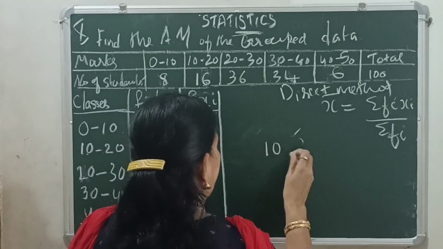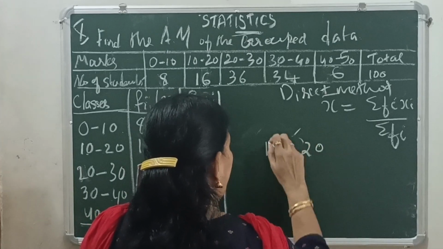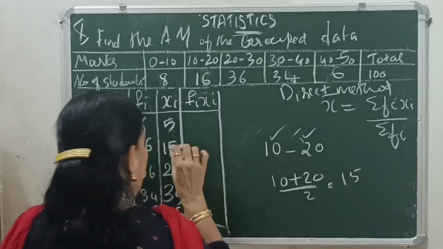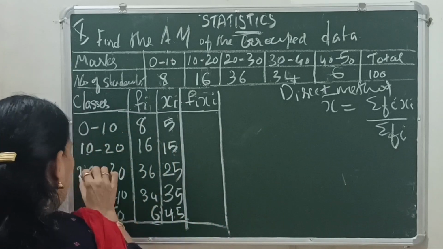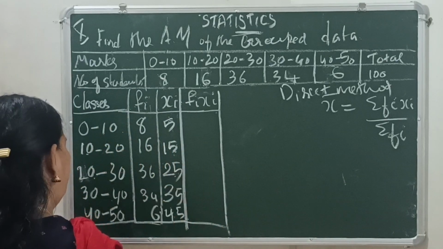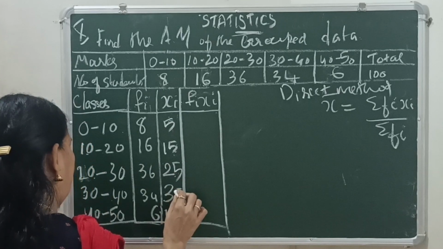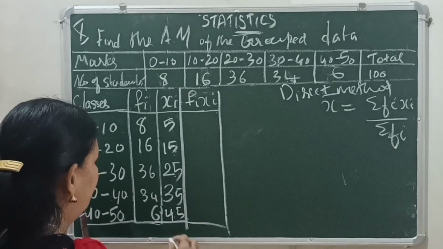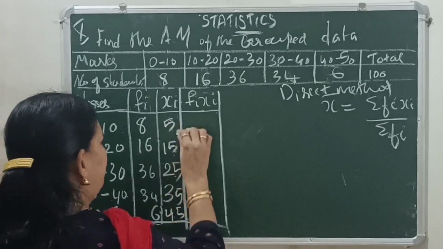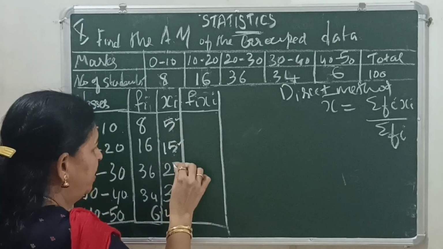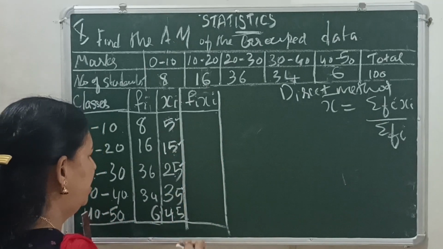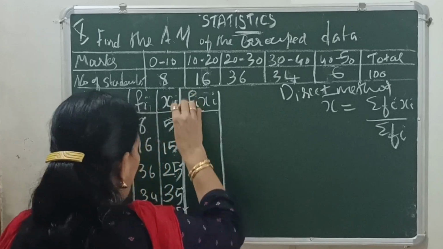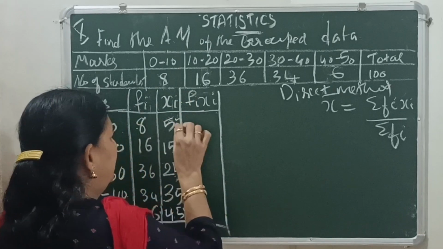Next class interval 10 to 20, lower limit, upper limit: 10 plus 20 divided by 2, that is 30 by 2, 15. Next, 20 plus 30 by 2, 50 by 2, 25. 30 plus 40 is 70, 70 by 2, 35. 40 plus 50, that is 90 by 2, 45. Or another easy method: 5 plus 10, 15, 15 plus 10, 25, 25 plus 10, 35, 35 plus 10, 45. Since the class width is 10, adding 10 to each value, we get all the xi's. Next, fi xi.